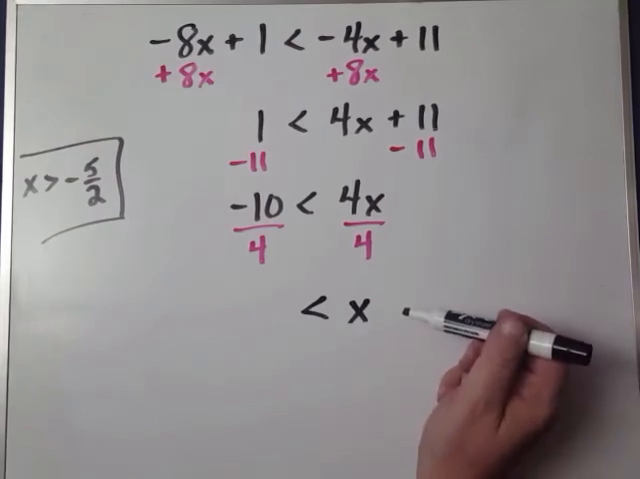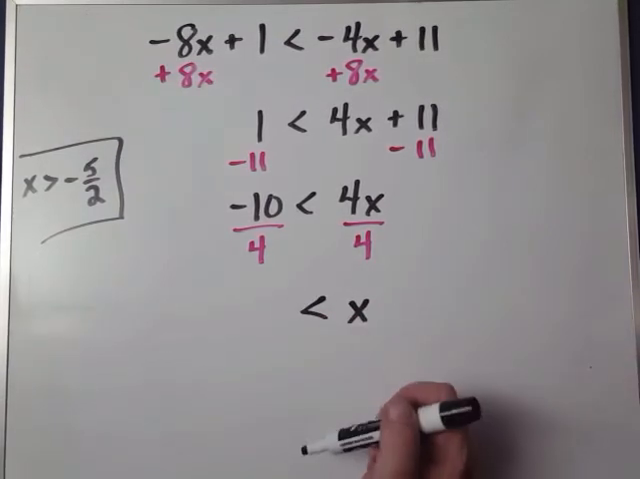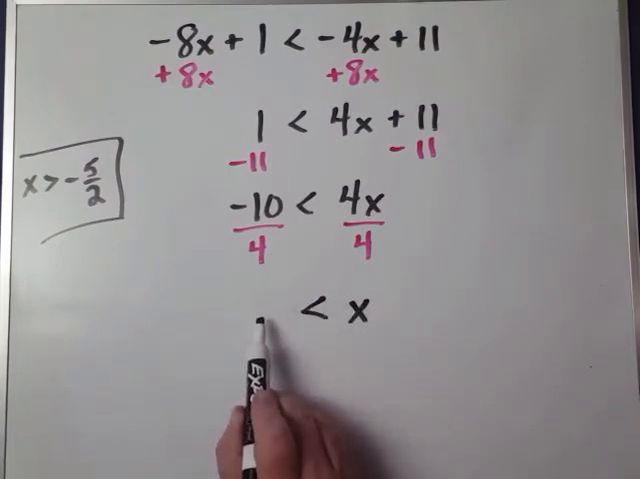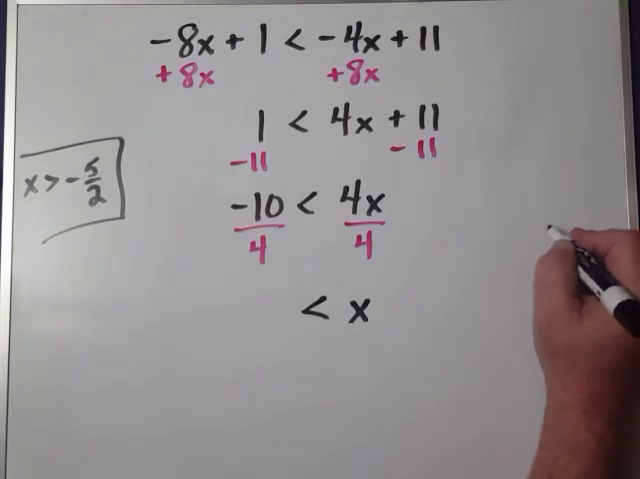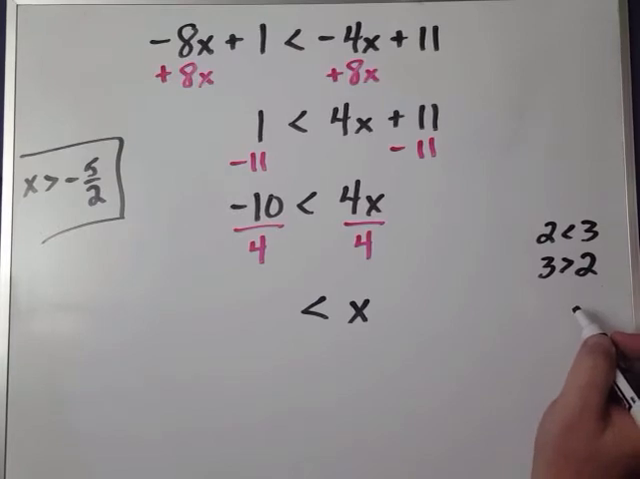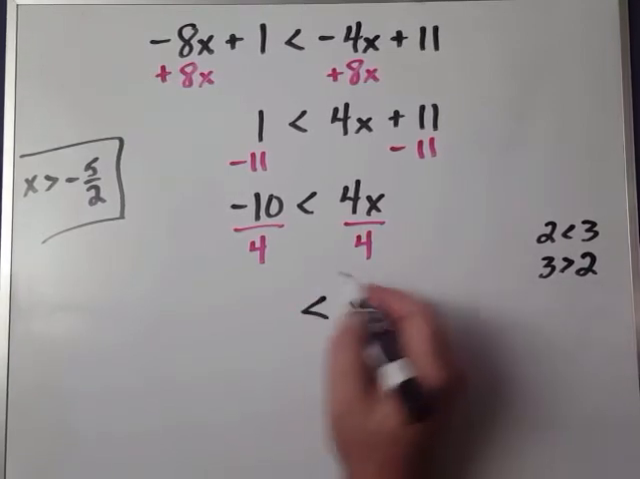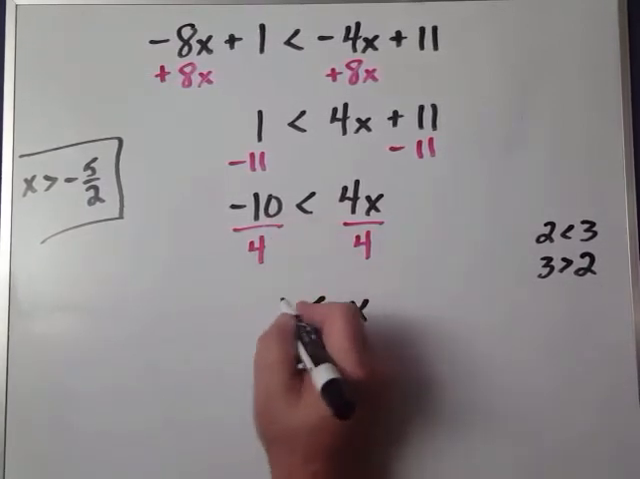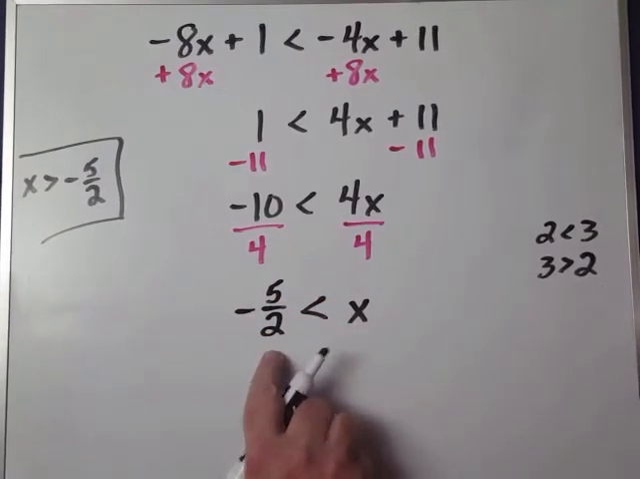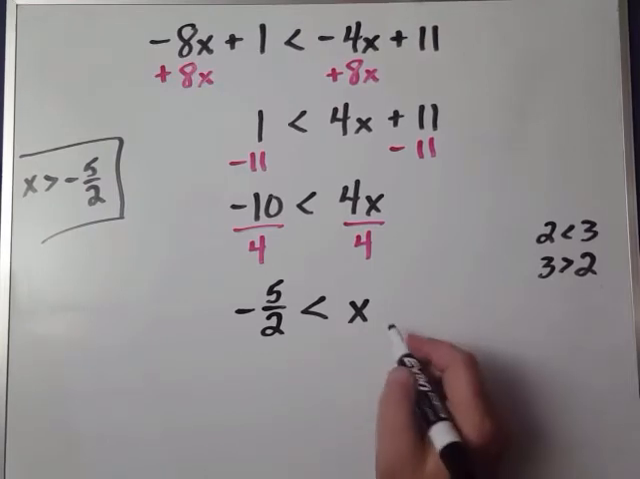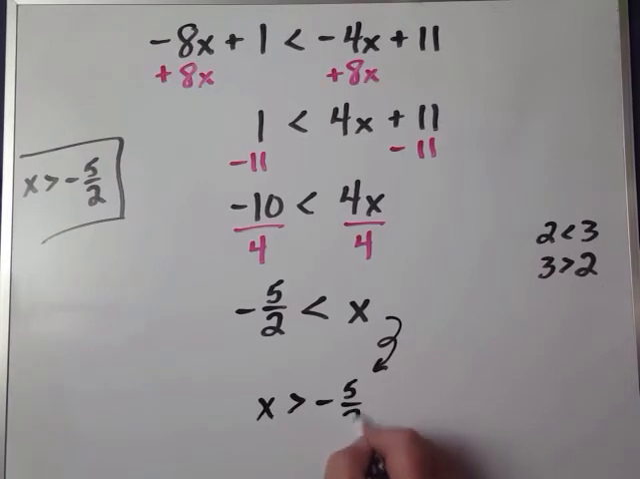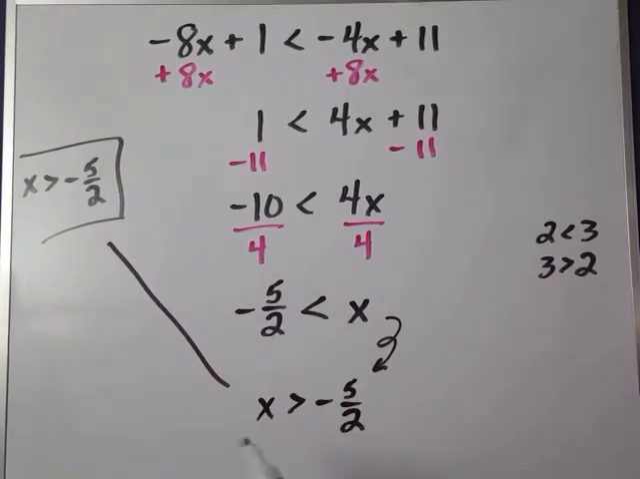I'm reading from right to left. I'm reading from the x side. X is greater than whatever this guy is, right? I mean, if 2 is less than 3, isn't that the same as saying 3 is greater than 2? This is going to give me, here on the left, a -5/2 again. -5/2 is less than x. That's the same as x is greater than -5/2, which is what we got before.